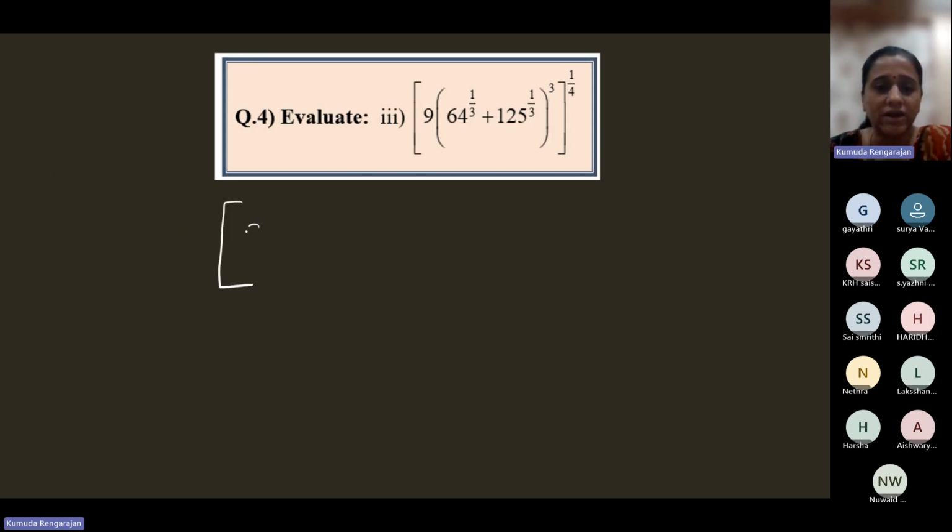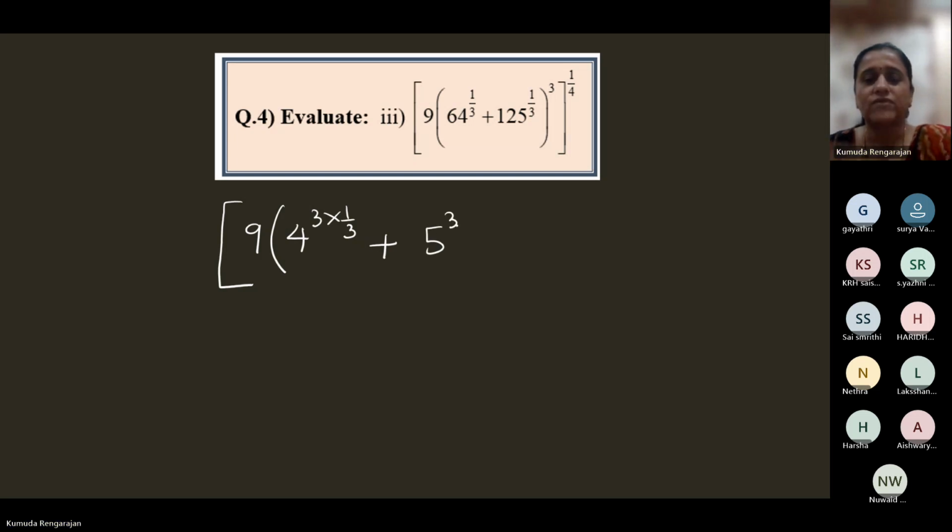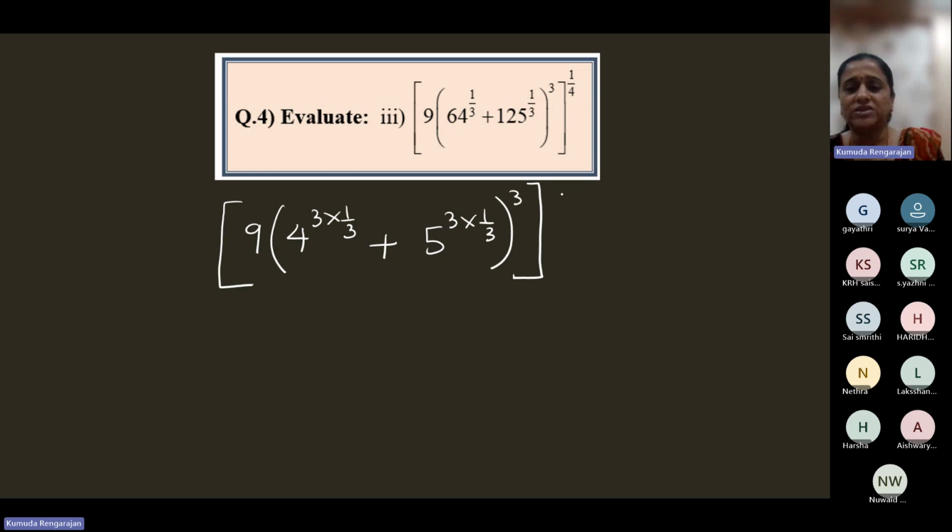So open the square bracket, write 9, open the simple bracket, write 64 as 4 cubed, but there's already that power 1 by 3, so into 1 by 3, the plus sign. 125 is 5 cubed, 5 into 5, 25, into 5, 125. But the power 1 by 3 there, so into 1 by 3. Now close the simple bracket, and you can see the power 3, so put that. Then close the square bracket and you can see the power 1 by 4. Now 3 and 3 cancels. Now again open the square bracket, write 9.